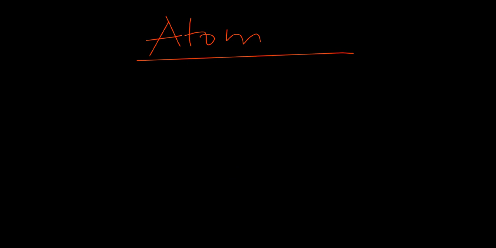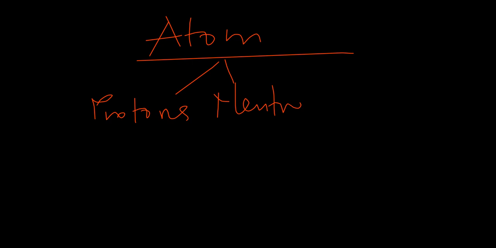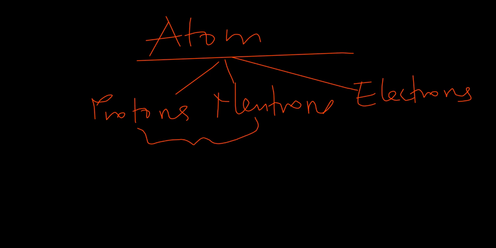So we have protons, we also have neutrons. Then finally we have electrons, right? Now the protons and the neutrons are collectively referred to as the nucleons. And I believe they are called the nucleons because you can find them, the two particles, in the nucleus.